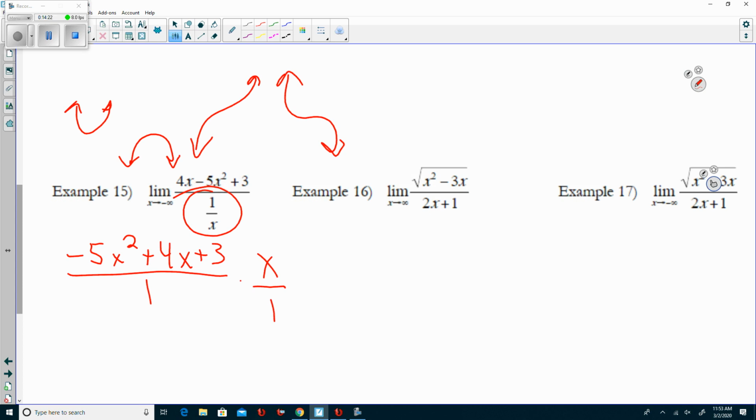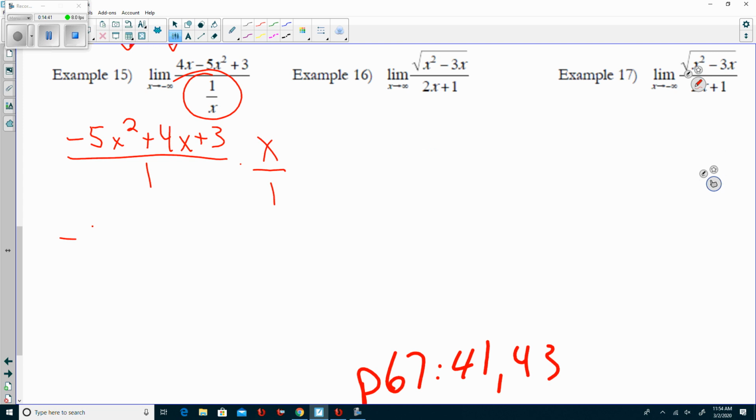Because it is that numerator all over the denominator. The denominator is 1 over x. If it was not, this line would be longer between the 1 and the x. Okay? But since it's just a small one, that means that 1 over x is a fraction in the denominator. Okay? So that means that this becomes negative 5x cubed plus 4x squared plus 3x. Okay, now we have a basic polynomial that you should know.